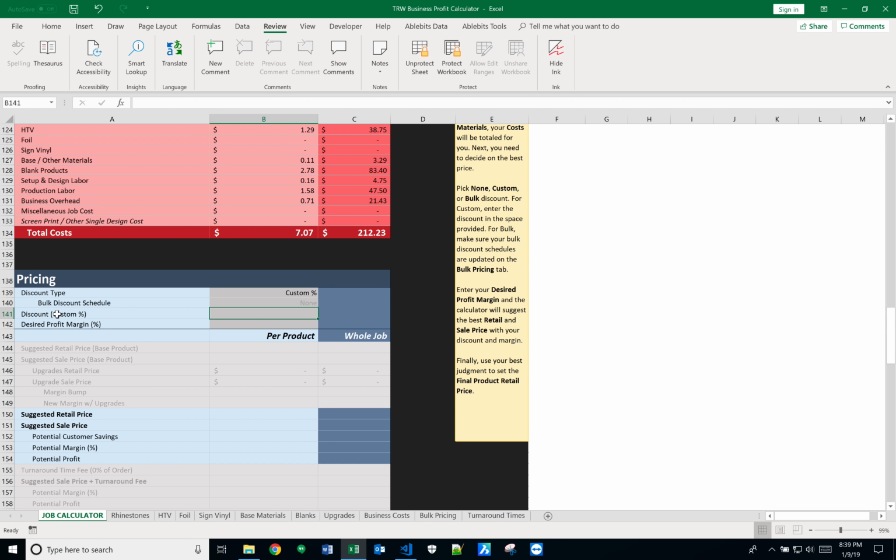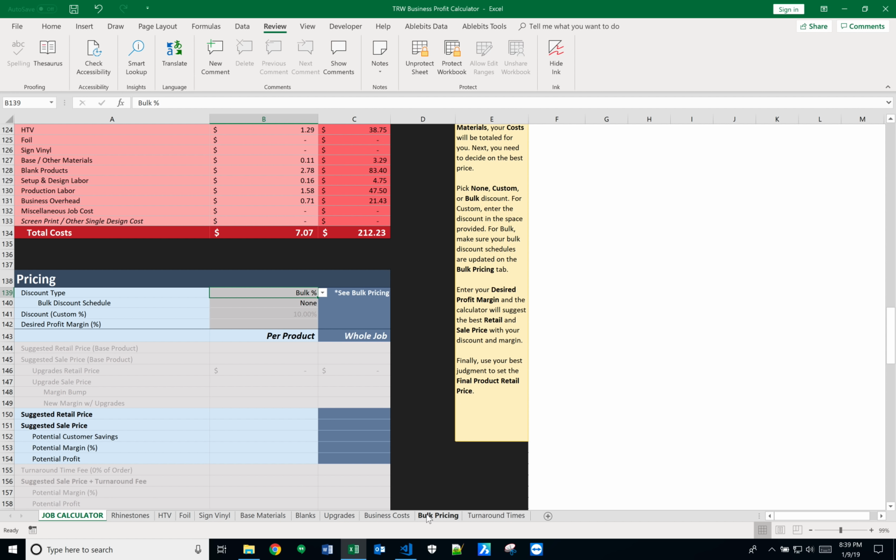We're just going to give them 10%. You can see there's a spot here that says discount custom. We're going to type in 10. So if we wanted to do that, we would enter that discount here. Now there is another option, and you can see here there was bulk. Some of you may be doing bulk pricing, quantity-based pricing, meaning the more that the customer buys, the higher the discount is. We've actually provided for that for you, and we've input some bulk pricing.